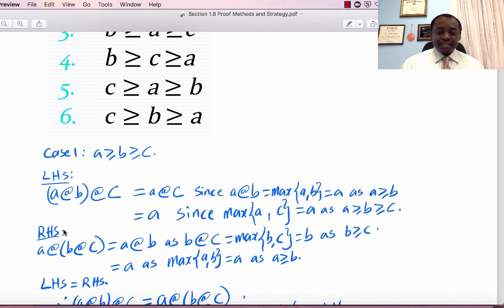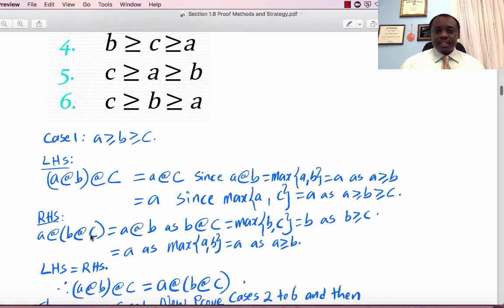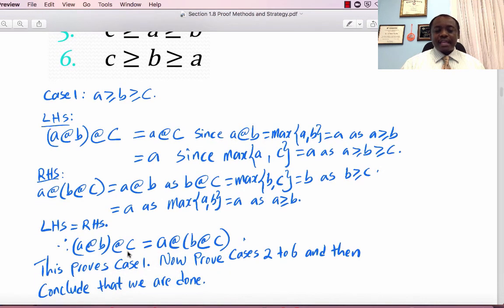I move over to the right-hand side. A and (B and C), that means I deal with B and C first, and that gives me A and B and C. B is greater than or equal to C, so B and C would be B. So I'm left with A and B. But A is greater than or equal to B, so A and B would be A. So the left-hand side, the simplified form, equals the simplified form on the right-hand side, and therefore I can conclude that the required associative property holds. This proves case 1. Now I have to go through cases 2, 3, 4, 5, and 6 before I conclude.